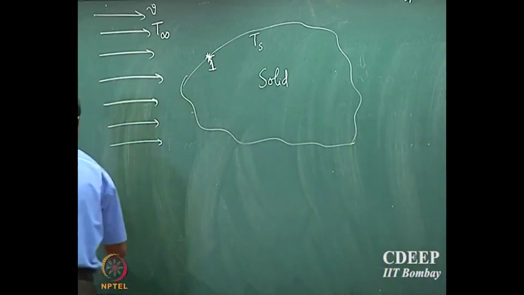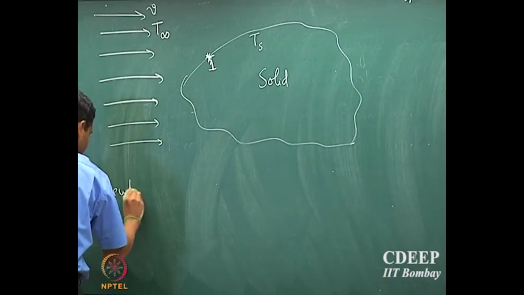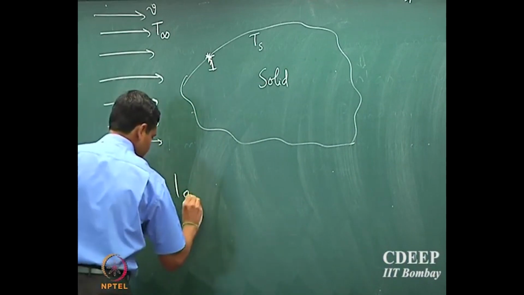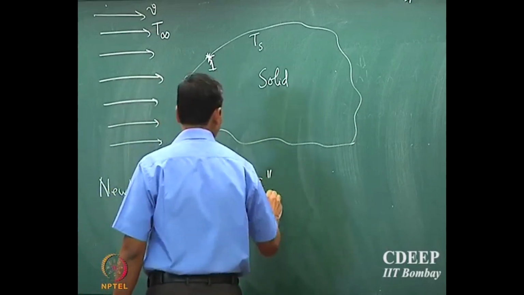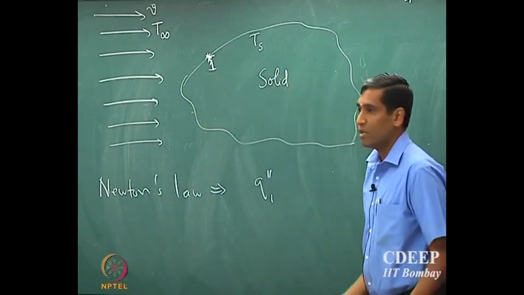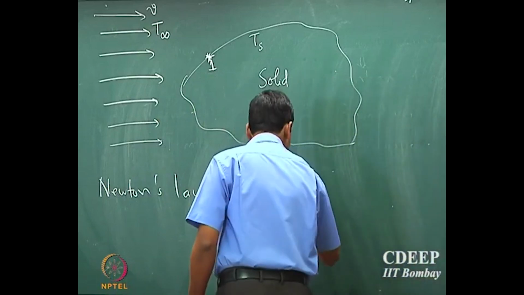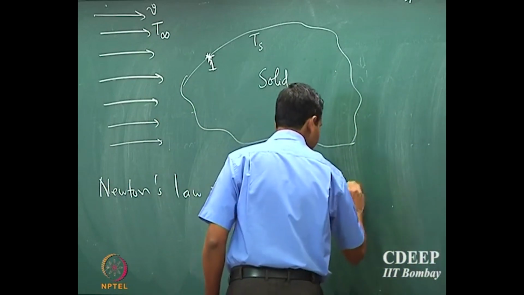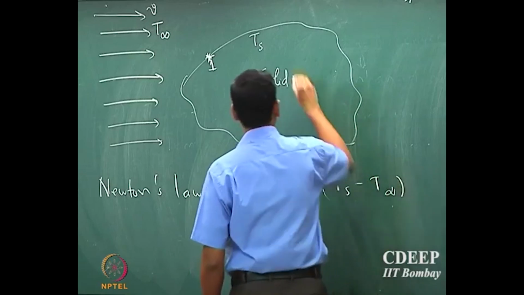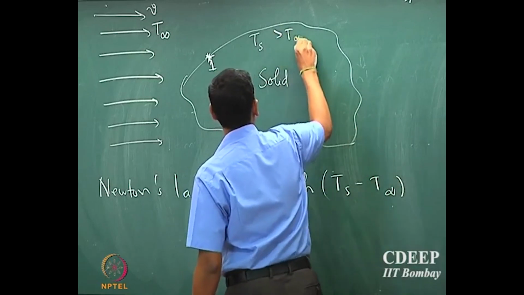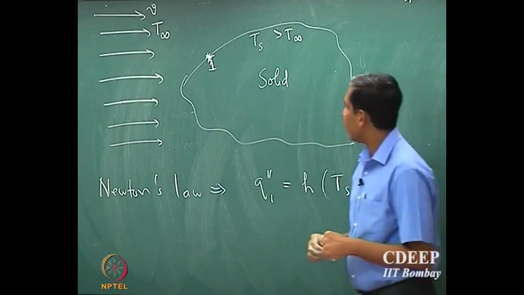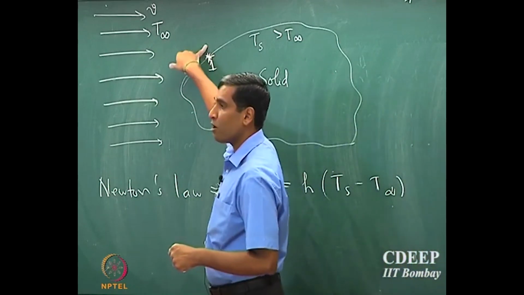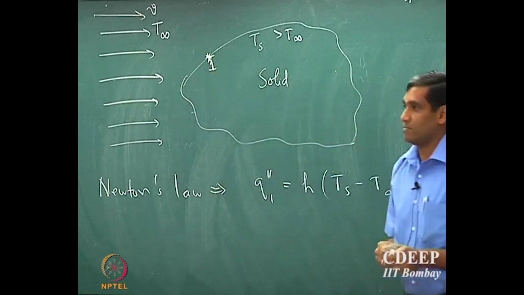Newton's law of cooling will tell you that the flux of heat transport at location 1 would be given by the heat transport coefficient multiplied by the local temperature difference, if I assume that Ts is greater than T infinity. That is the flux of heat that is transferred from the solid to the fluid at that location.